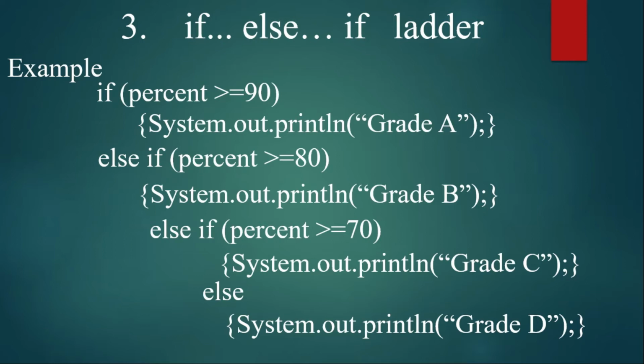For example, if percentage is 75, then the first condition, if percentage greater than or equal to 90, is false. It moves on to the next condition, percentage greater than or equal to 80, that is also false. Then it moves to the next one, if percentage greater than or equal to 70. So that is true. So that statement will be printed, that is, grade C will be printed.